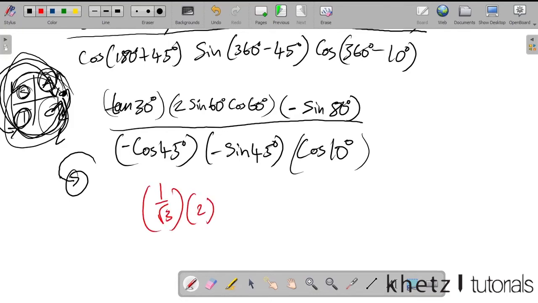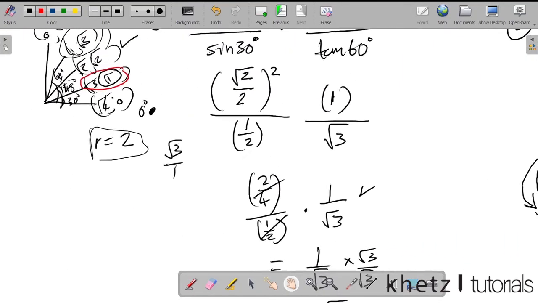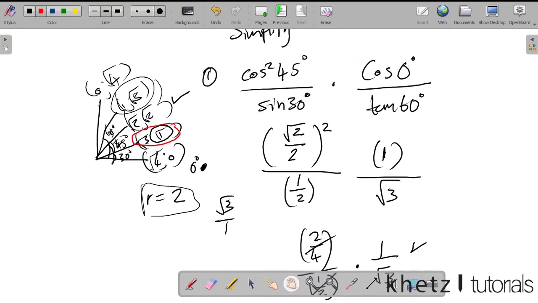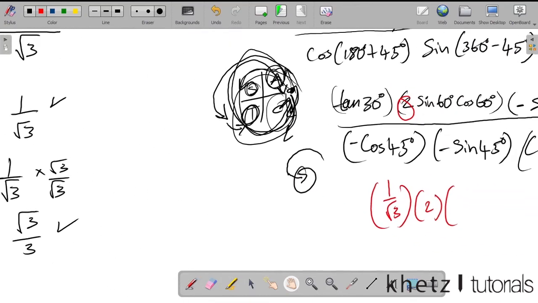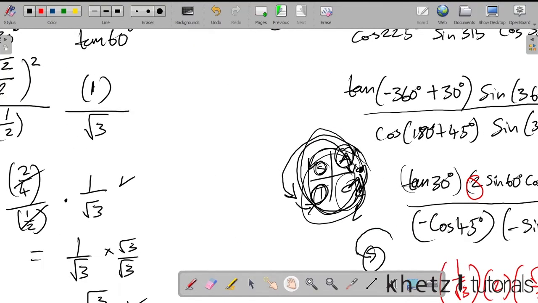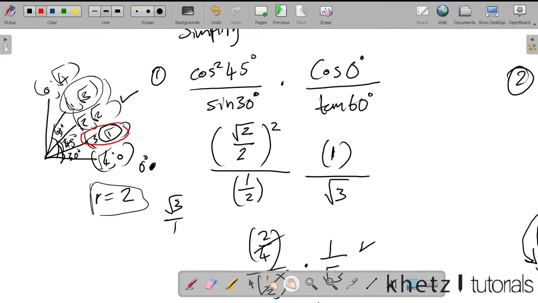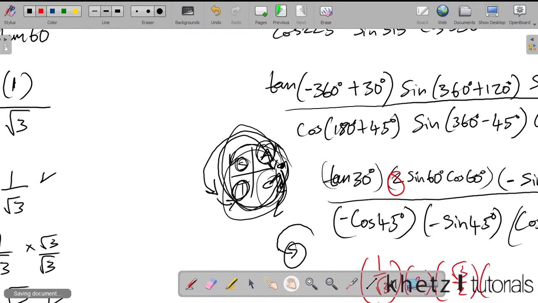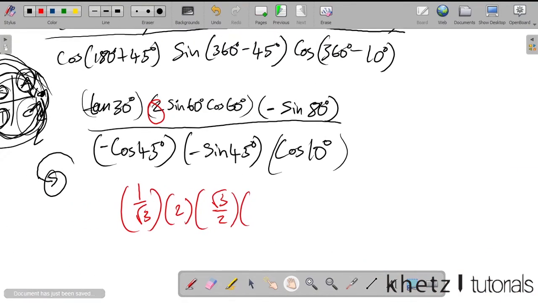Then you have multiply by 2, which is from there. Then you have sine 60. For your sine 60, you can just come to the diagram again and look at the 60 degrees and say y, which is square root of 3 divided by 2. And your cosine of 60 using the same point, 60 degrees, will be 1 divided by 2. Right? So that is how you use that diagram. You're going to have half for that.